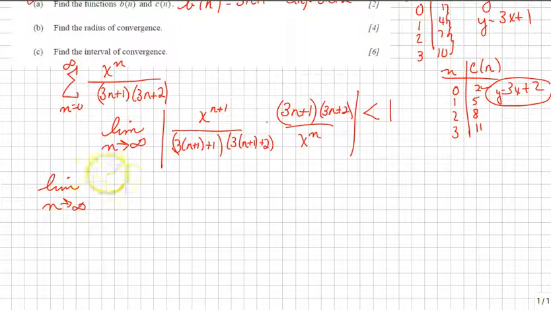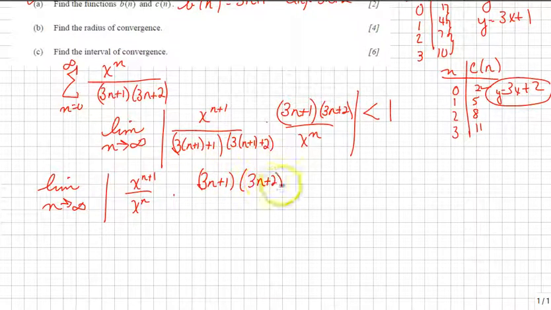Well, let's separate our x's. We'll go x to the n plus 1 over x to the n, and we'll separate that from our n's. Now I'm not going to multiply all this out, and you'll see why. You could FOIL all this if you so desired, I guess.